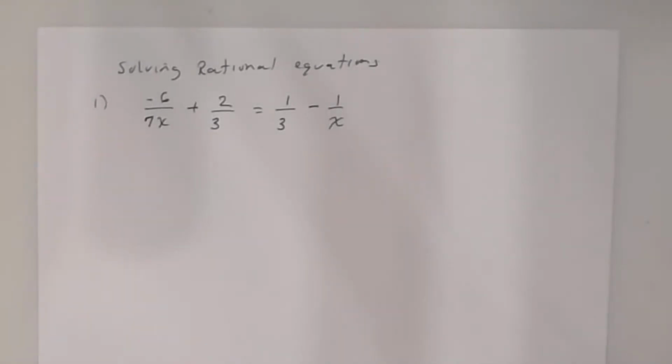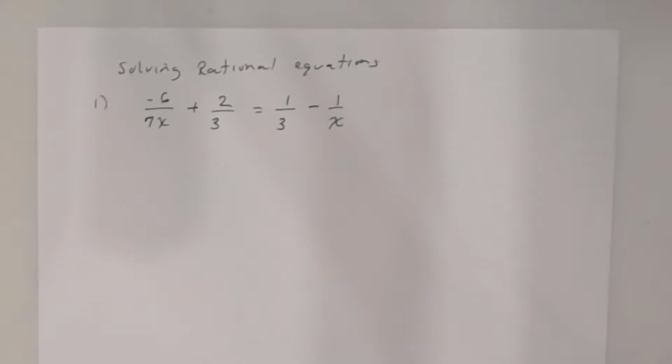All right, so I want to solve this rational equation. Is this rational equation a linear equation? No, it's not a linear equation because you have variables in the denominator. But it is a rational equation because you have rational expressions.